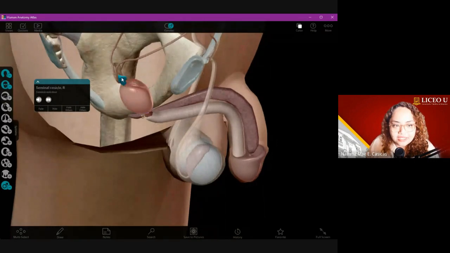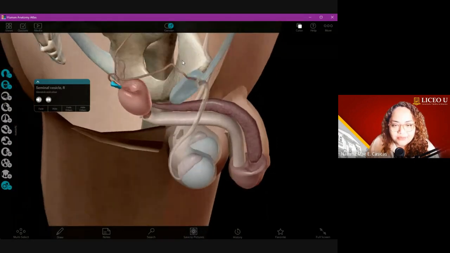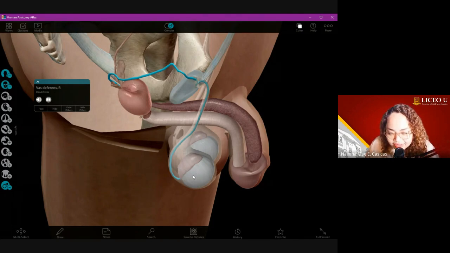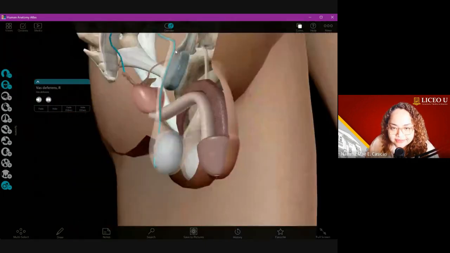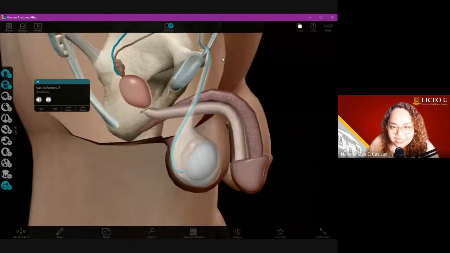Then this would be your seminal vesicle. And then it goes to your gonads to get the sperm, it will pass through that and then it will get semen, so that the semen is the vehicle. It comes out through your penis, glans penis.